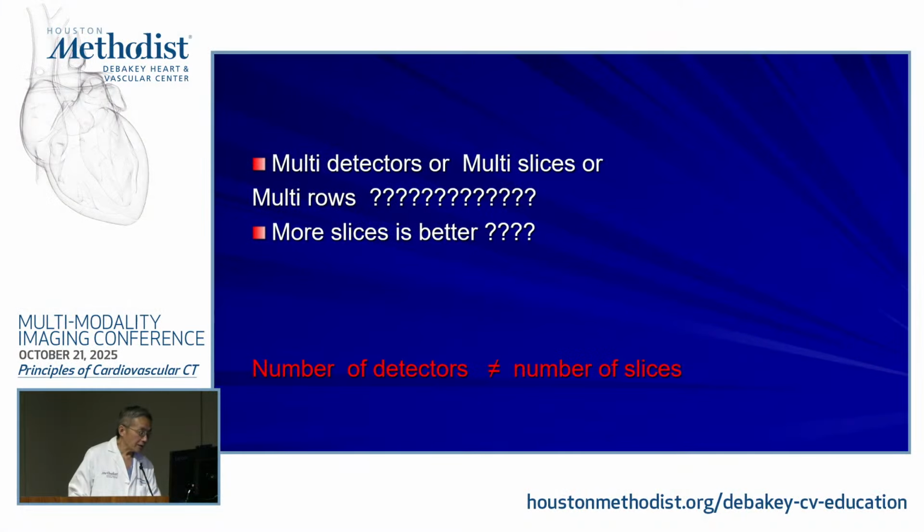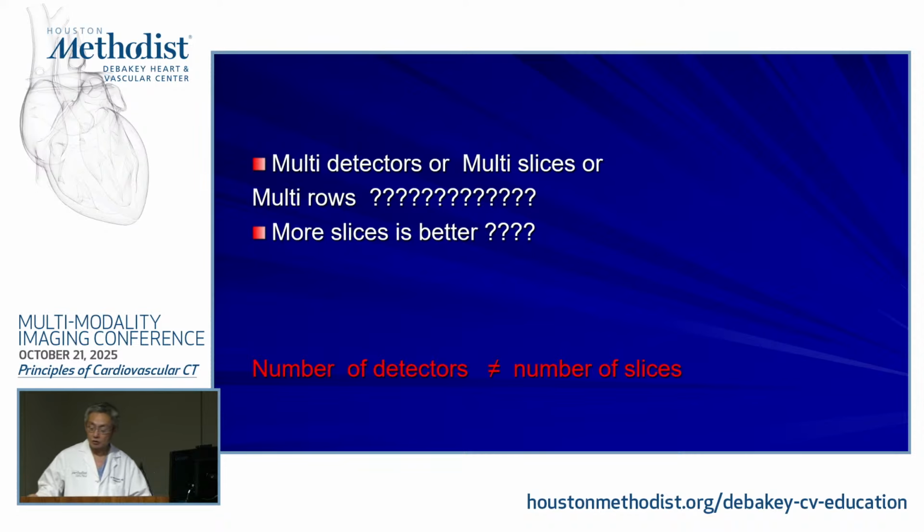All right, so this is a concept that I always try to emphasize, because the first thing people are going to ask you is, so how many slices do you have in your scanner? All right, it's like, okay. So it could be deceiving. The number of detectors is not the same as the number of slices.